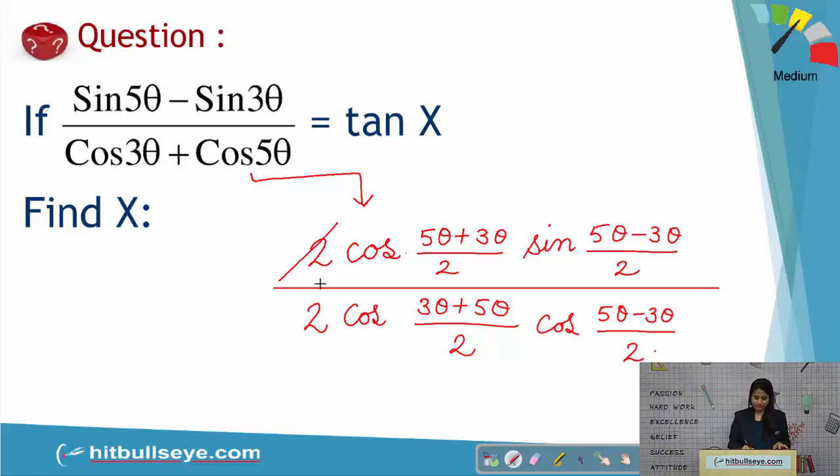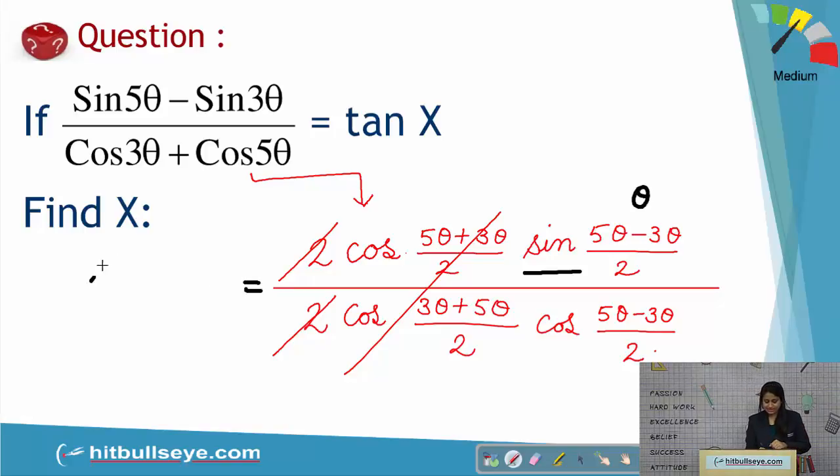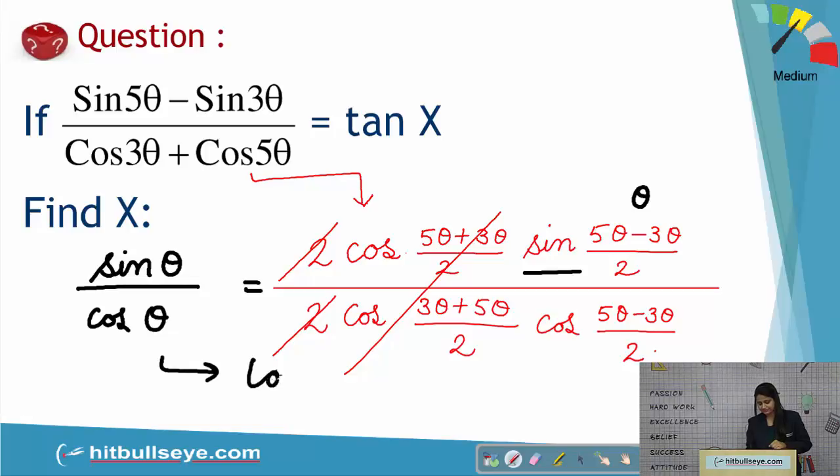Now these parts are cancelled. So now what is sine of 5 theta minus 3 theta? What is 5 theta minus 3 theta? That is 2 theta. By 2 it will give you theta. So it becomes sine theta divided by cos theta, which you know as tan theta. So the whole expression reduces to tan theta.